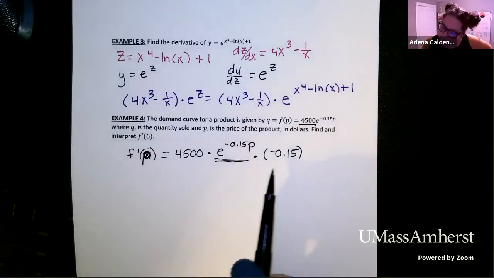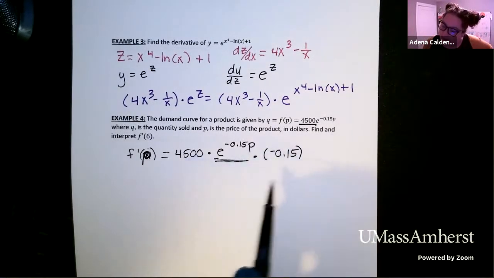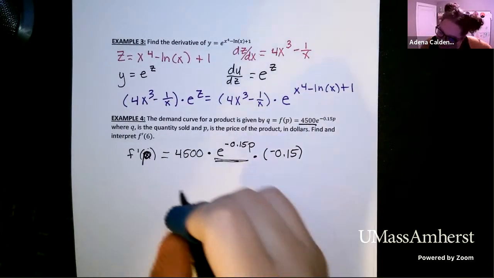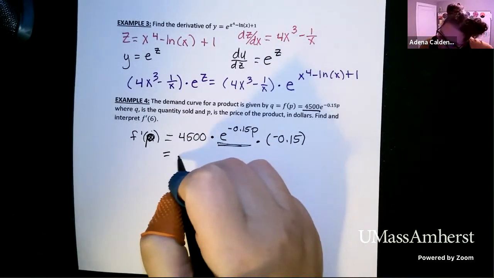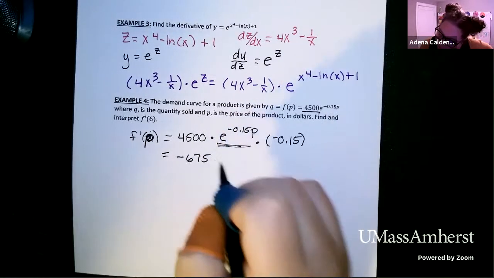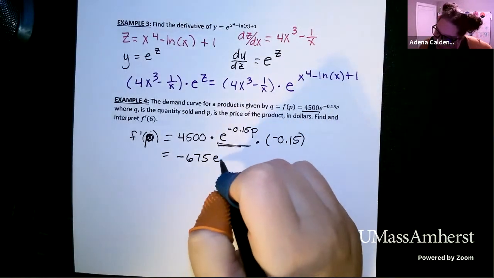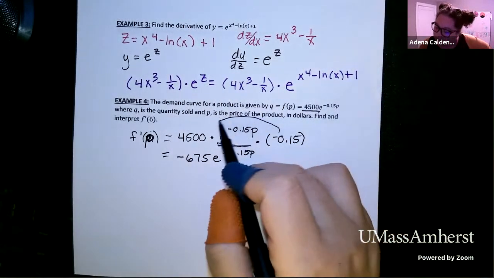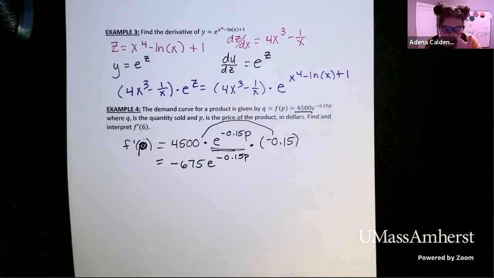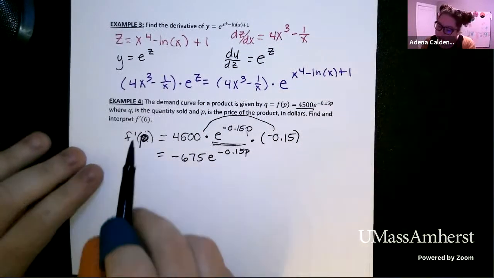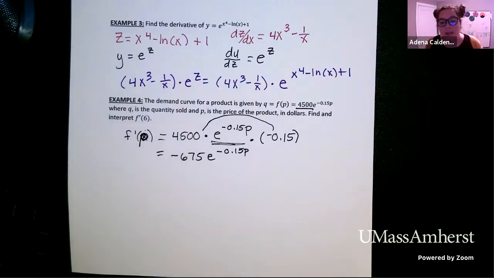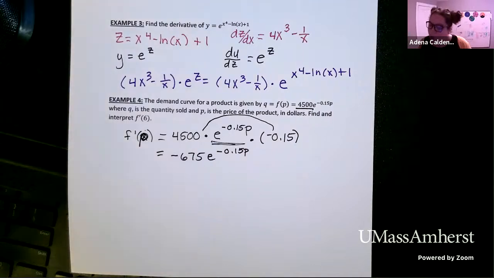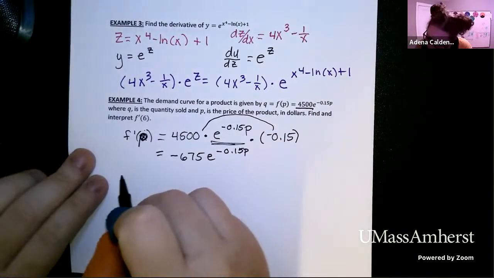So now I want to combine my two constants. So I'm going to multiply negative 0.15 times 4,500. So I believe that will give you negative 675 e to the negative 0.15p. So again, I just combined my two constants. And now I'm interested in what's happening when my price is $6, right? So I'm trying to figure out what is the demand when my price is set at $6.